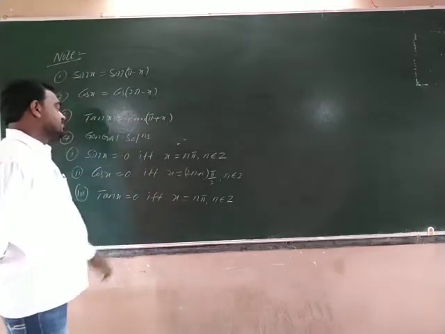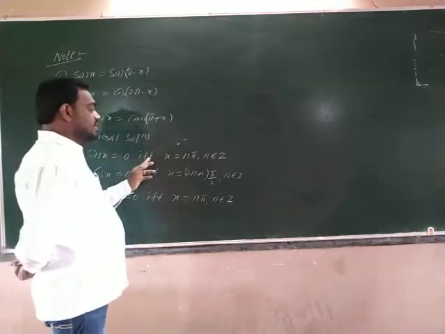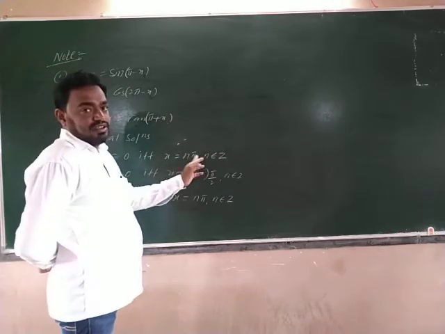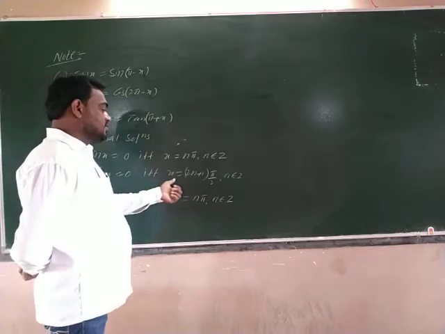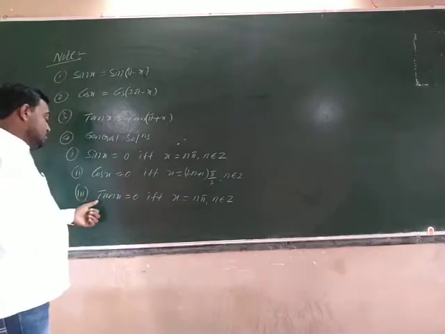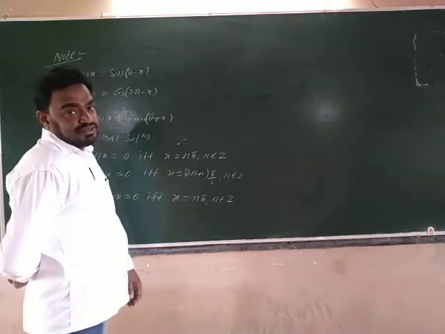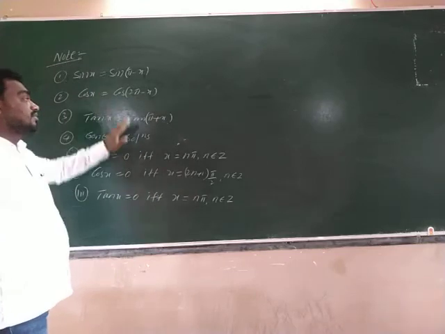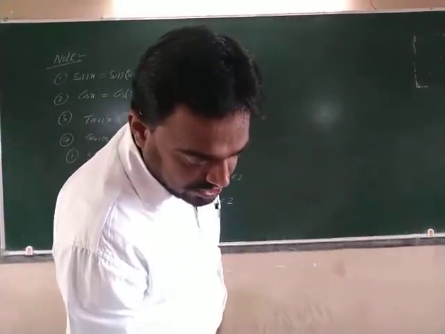And general solution: sin x is equal to 0 if and only if x is equal to n pi, n belongs to Z. Cos x is equal to 0 if and only if x is equal to (2n plus 1) into pi by 2, n belongs to Z. Tan x is equal to 0 if and only if x is equal to n pi, n belongs to Z. So you have to remember this. For example, we have some questions here.